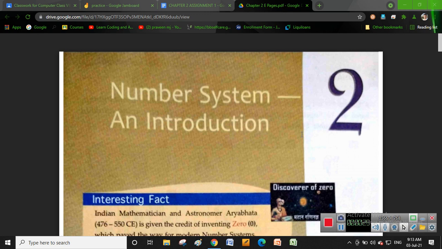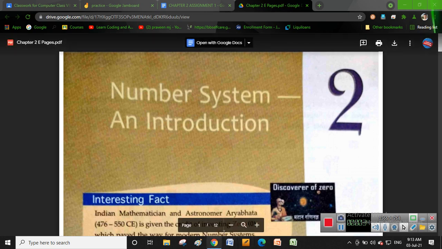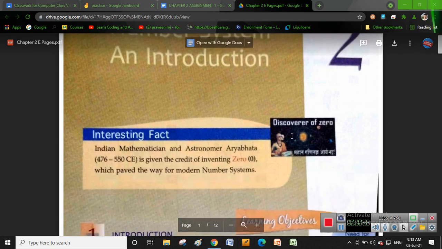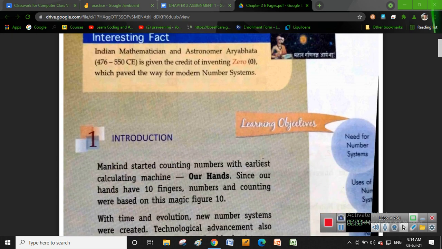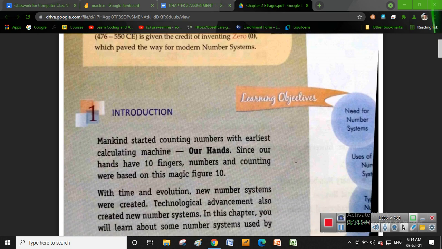In the previous video I discussed number system: what is the purpose of number system and who invented zero. Zero was invented by Aryabhatta, an Indian scientist. Without zero, the existence of computers would not be possible. We have great honor that the scientist who invented zero was from India.